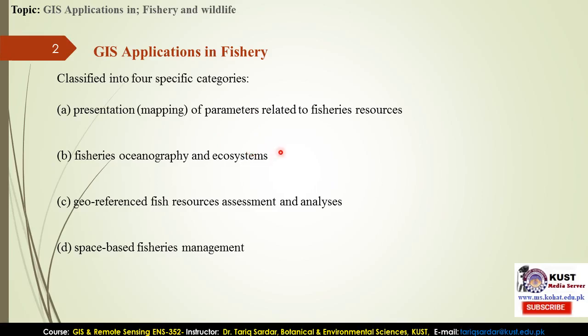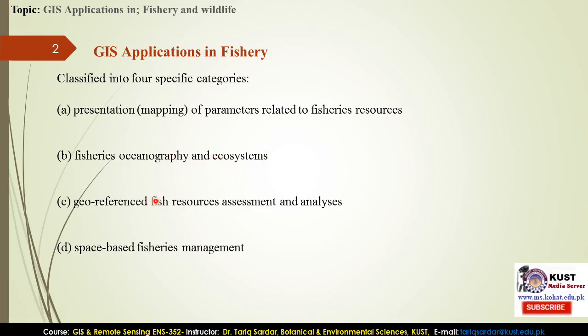Up next is the fisheries oceanography and ecosystems. What does it mean? In that kind of GIS application for the fisheries oceanography and ecosystem, it refers to research relating to the spatial relationship among fish or fisheries, oceanography, and ecology.